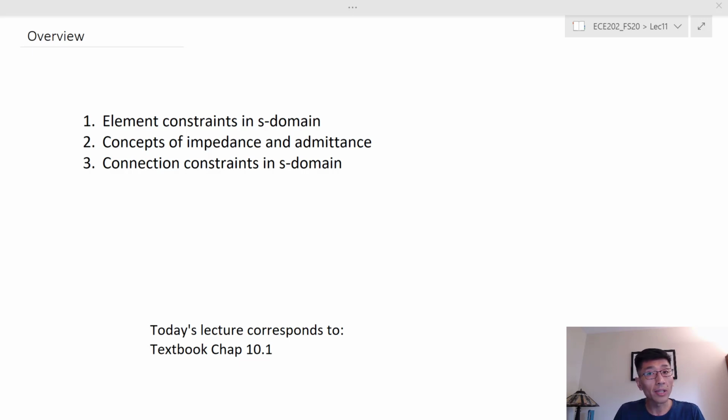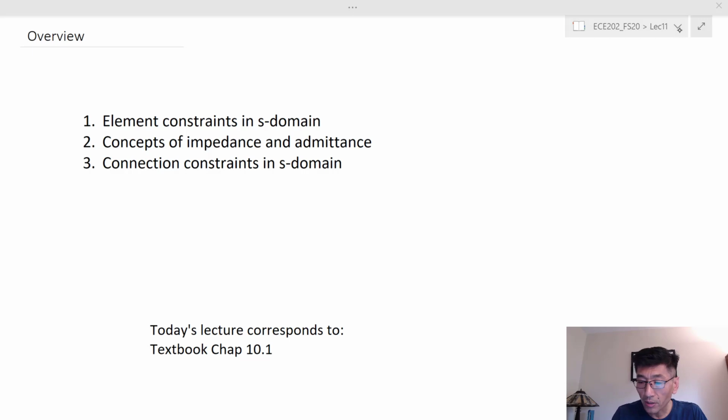So today, probably I'm going to have four video clips. We're going to cover the element constraint in S domain in two video clips. The first one would be for the resistance and inductance, and the second one would be for the capacitance. Then we cover the concept of impedance and admittance, and I'm also going to have an example on this. The last video clip is going to cover the connection constraint, which is the KVL and the KCL in the S domain. As we did in very much detail for the phasor, I'm not going to go through the detail, but rather use a very basic example to illustrate how we write the KCL equation and KVL equation in S domain.